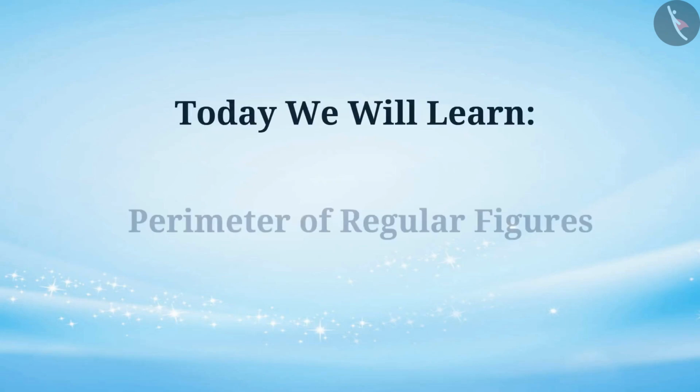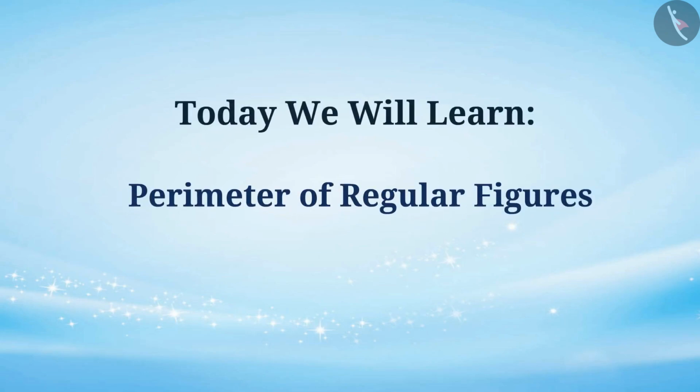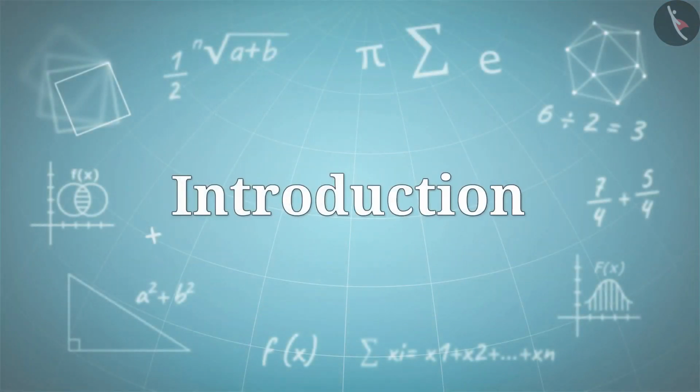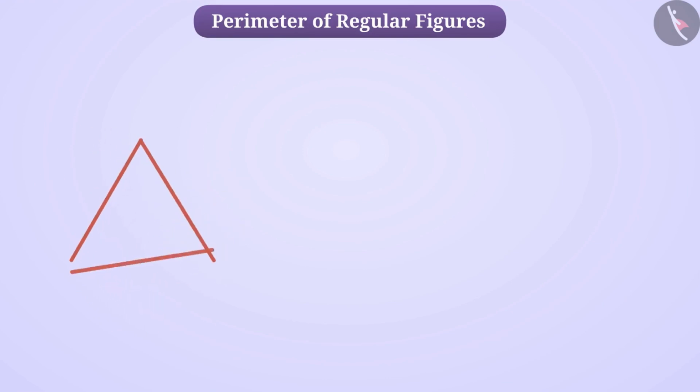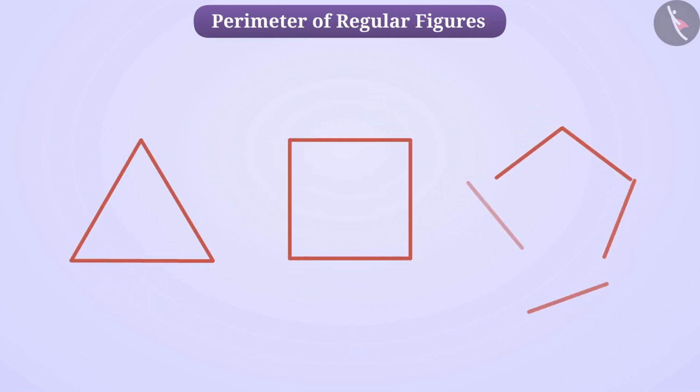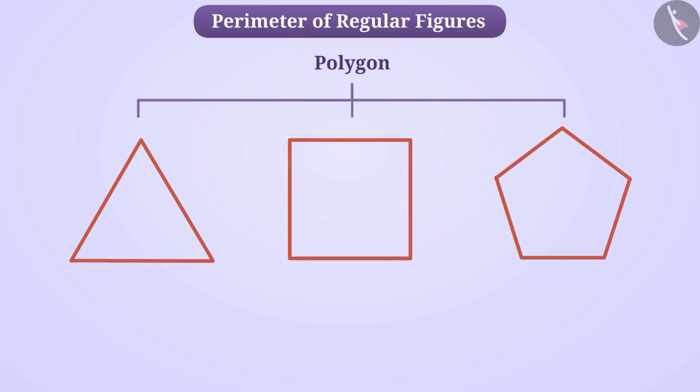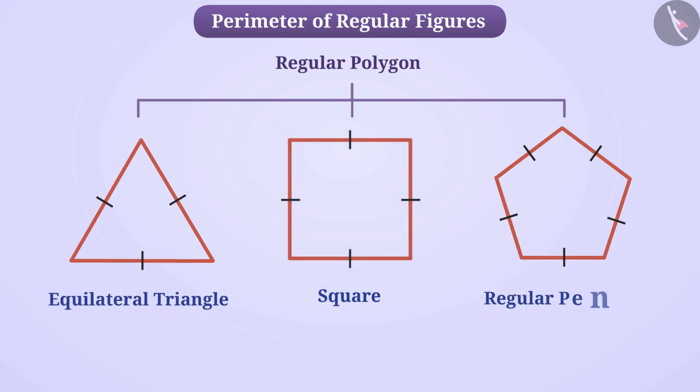Today we will learn perimeter of regular figures. We know that a closed shape made up of 3 or more line segments is called a polygon. When all the sides of a polygon are of equal measures, then we call such polygons regular polygons, like square, equilateral triangle, regular pentagon, etc. Today, in this video, we will know perimeter of regular figures.